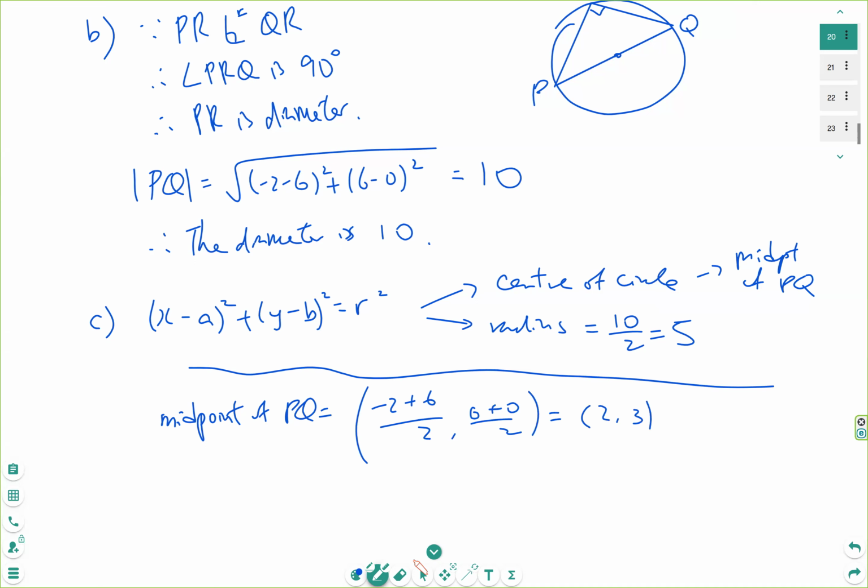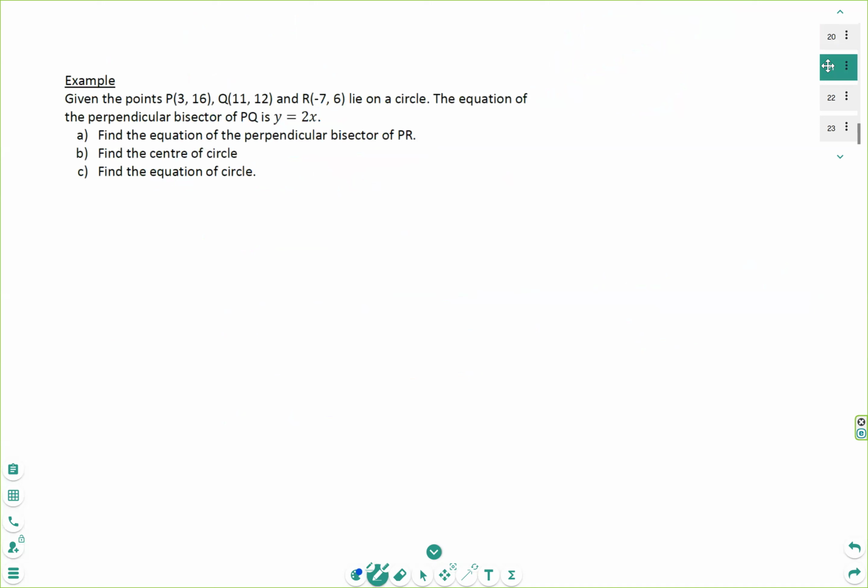So therefore, the equation of the circle is (x minus 2) squared, the opposite sign of the center of the circle, plus (y minus 3) squared equals the radius squared, 5 squared, which is 25. Right? Easy peasy. Next one.